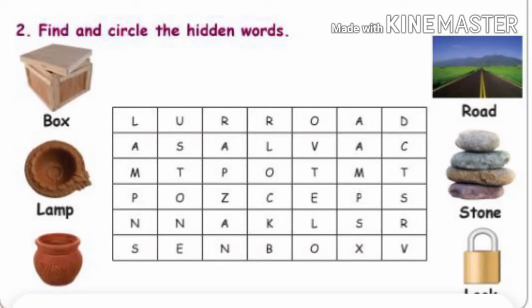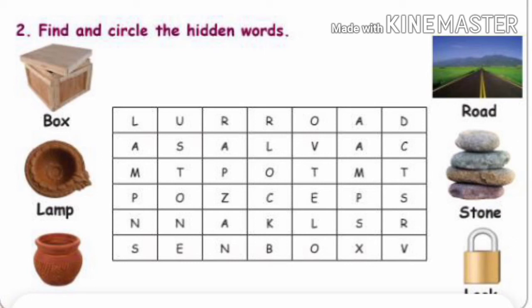In the next one, we have to find and circle the hidden words. See these pictures, children. Box, lamp, pot, road, stone, lock. They have given these pictures, isn't it? So, you have to find the spelling of the picture and circle the hidden words. Shall we find out, children?